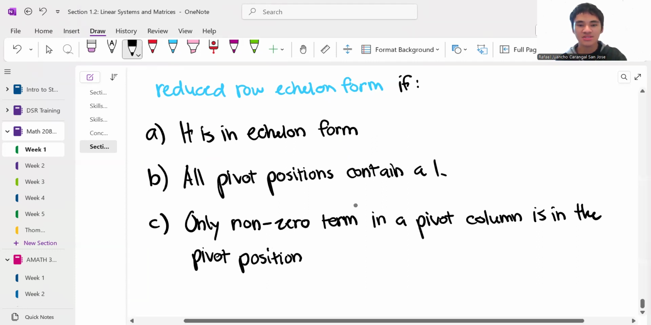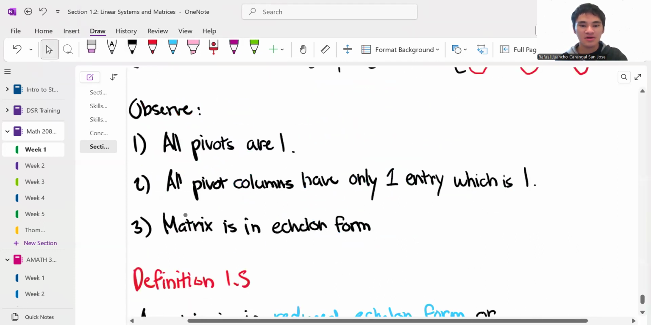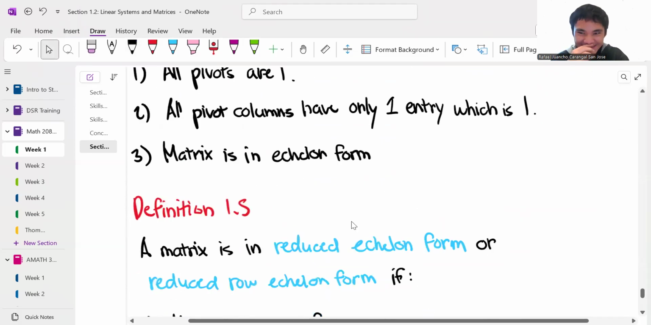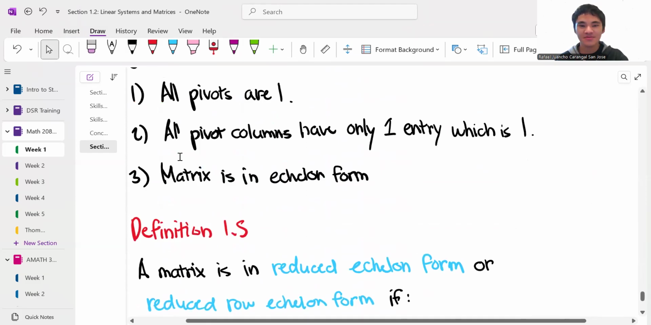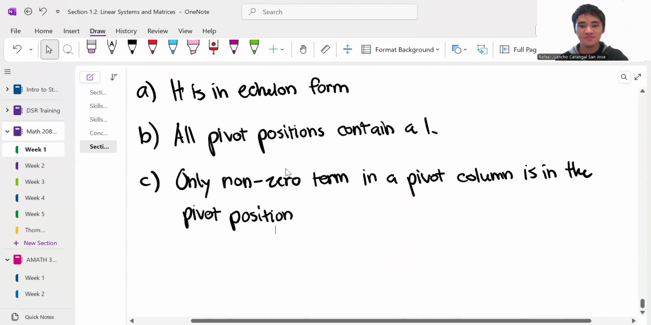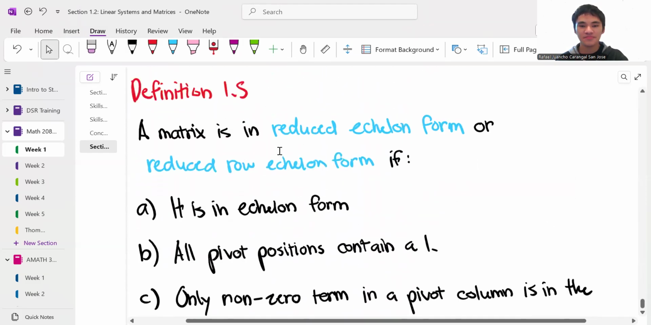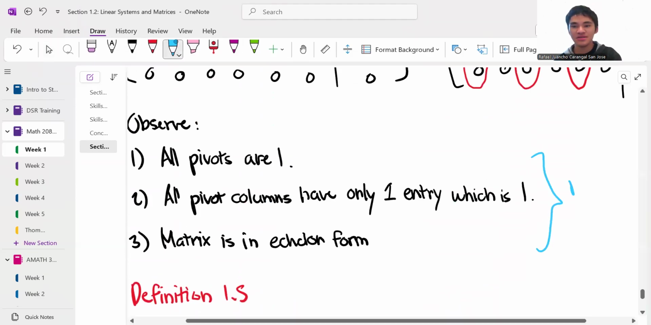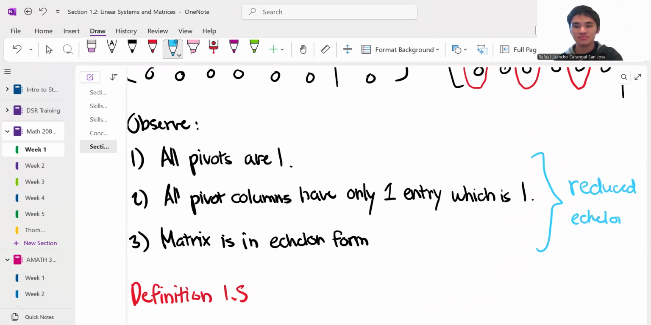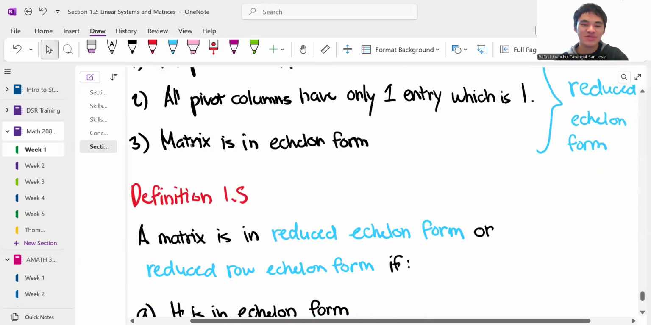Right? So this is similar to saying all pivots are 1. Oh no, actually it's also 2. Oh yeah. So these three mean reduced echelon form. That's actually the definition. We just formalized that here.